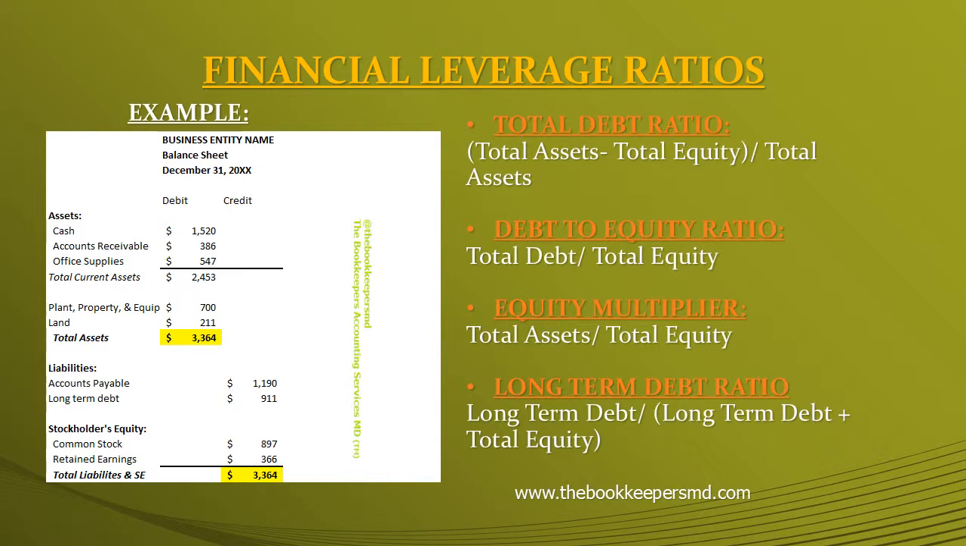The next ratio is the debt to equity ratio, which is calculated by dividing total debt by total equity. The equity multiplier is calculated by dividing total assets by total equity. And lastly, the long-term debt ratio. The long-term debt ratio is calculated by dividing long-term debt by long-term debt plus total equity.